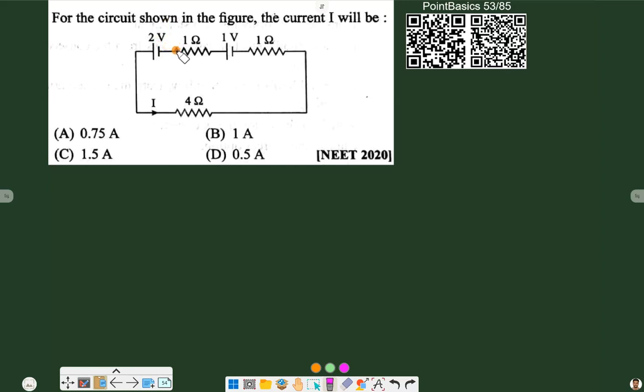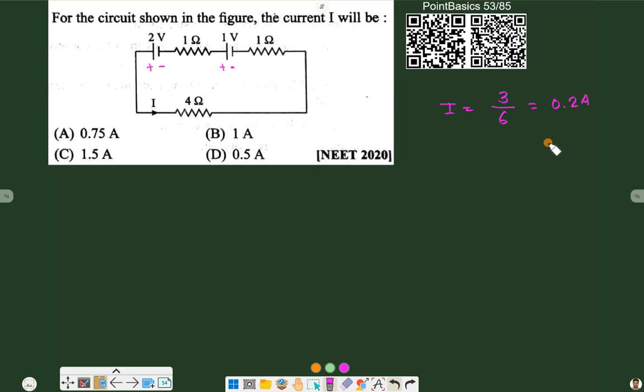From the first glance, we see that both of the batteries are in series. So suppose this is the positive terminal of the battery, this is negative, this is positive, and this is negative. Both batteries are in series, and their positives and negatives align with each other. So we can directly find that the current in the circuit will be the total potential, 2 plus 1, that is 3, divided by the total resistance, 4 plus 2, that is 6. So it comes out to be 0.2 ampere.